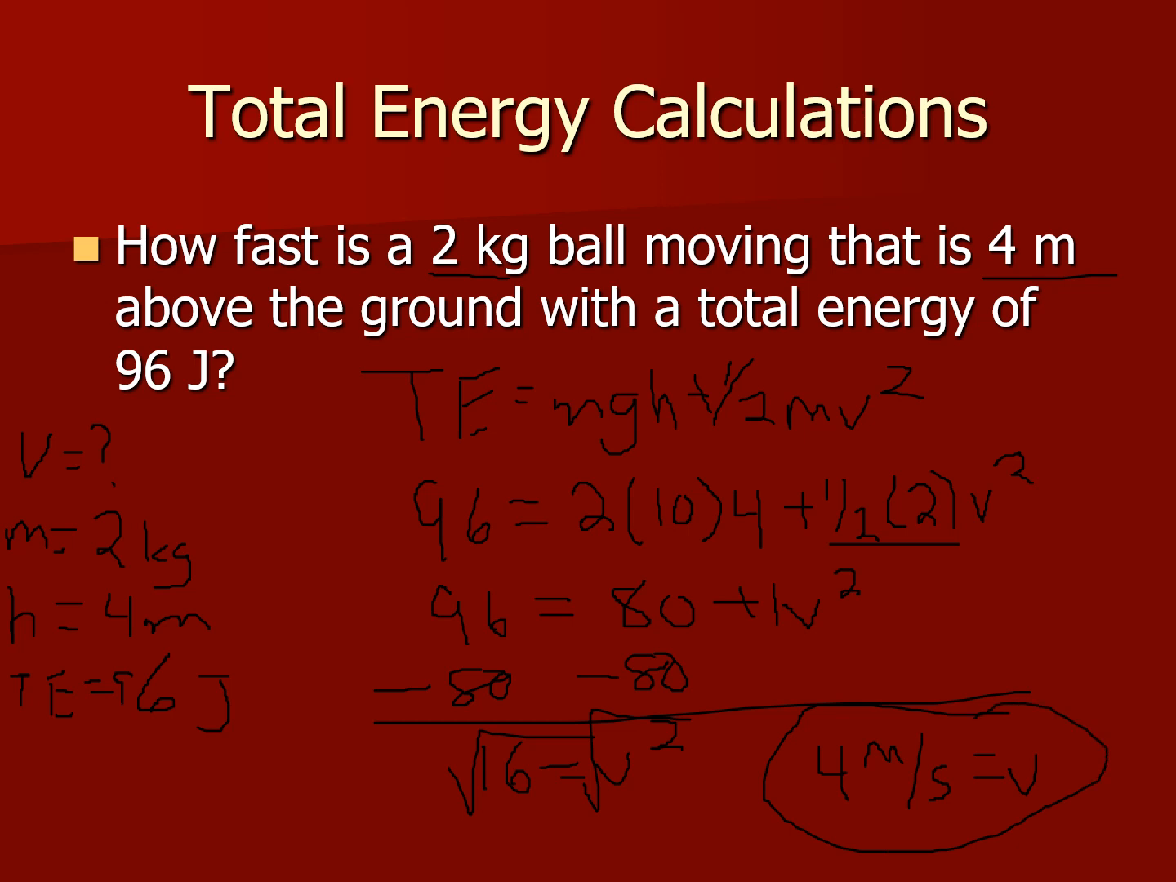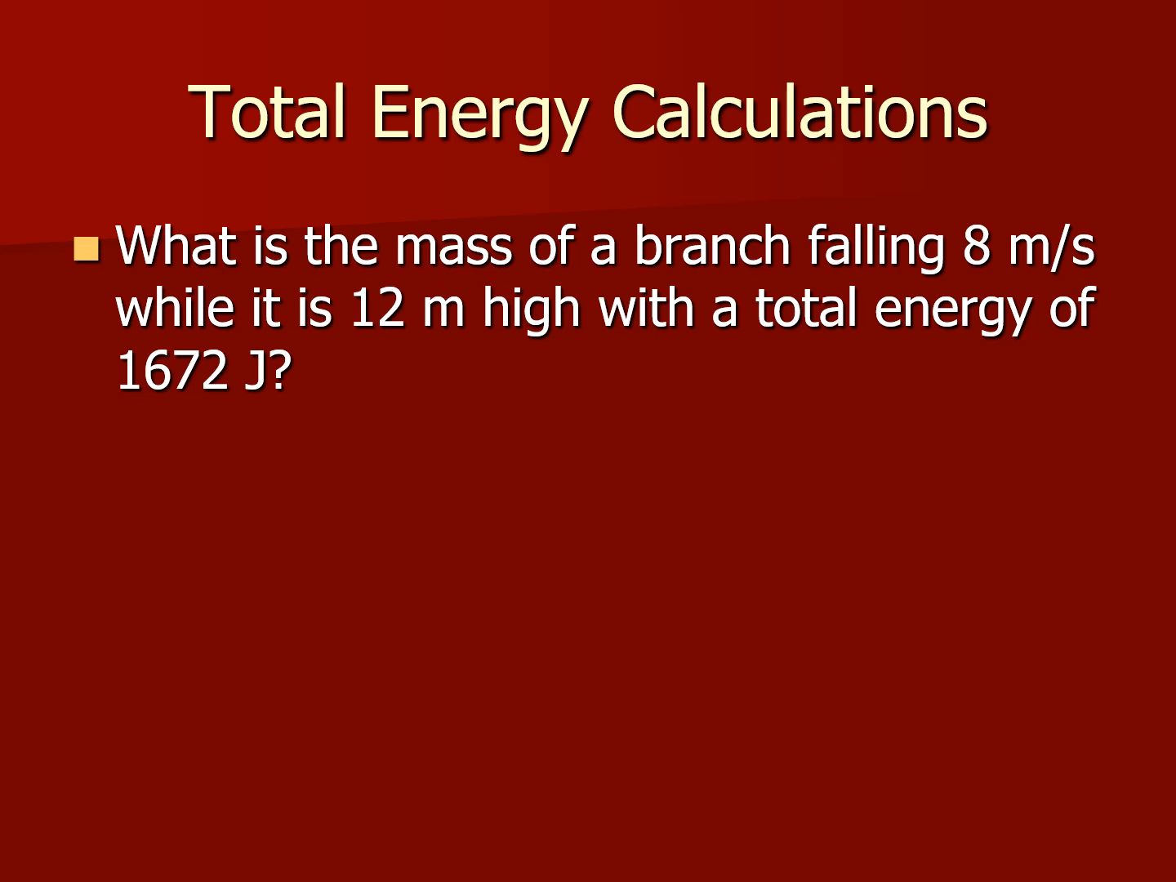Again, nothing we haven't done before. Now, actually, I say nothing we haven't done before. This is something we haven't done before. What is the mass? Mass equals question mark of a branch that is falling 8 meters per second. So the velocity is 8 meters per second, while it is 12 meters high. Okay, I'm just going to fill in all these variables with a total energy of 1672 joules.